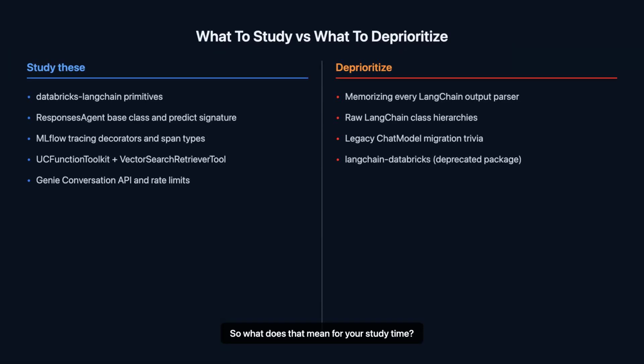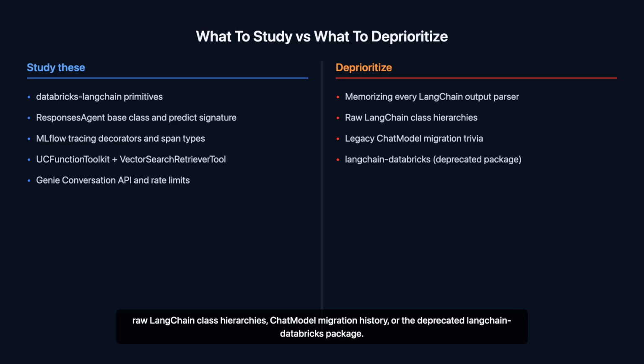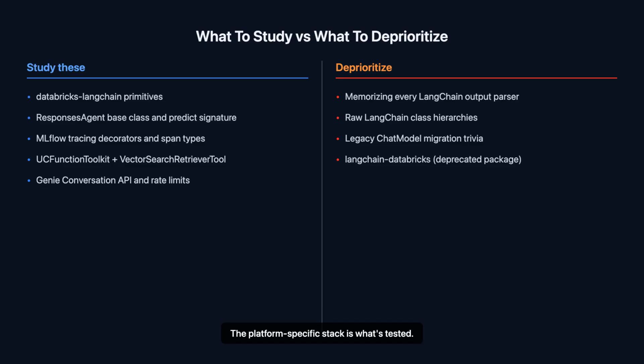So what does that mean for your study time? Spend it on the databricks-langchain primitives, the ResponsesAgent predict signature, the MLflow tracing decorators and span types, the toolkit classes for exposing tools, and the Genie Conversation API, including its rate limits. Don't spend it memorizing every output parser variant, raw LangChain class hierarchies, chat model migration history, or the deprecated LangChain Databricks package. The platform-specific stack is what's tested.